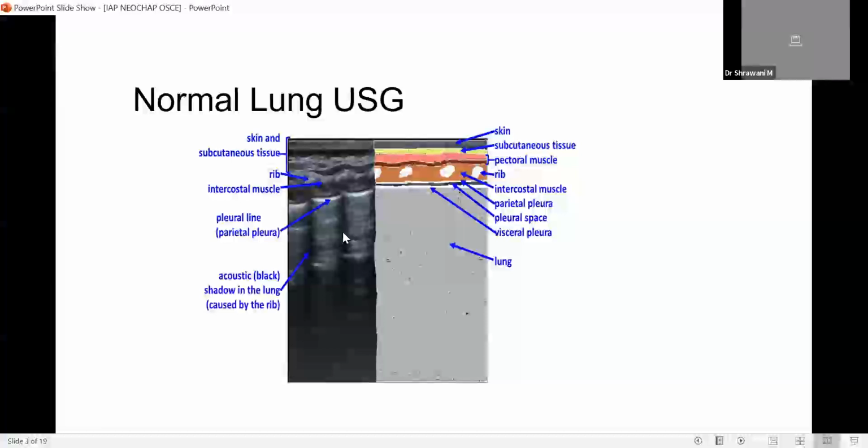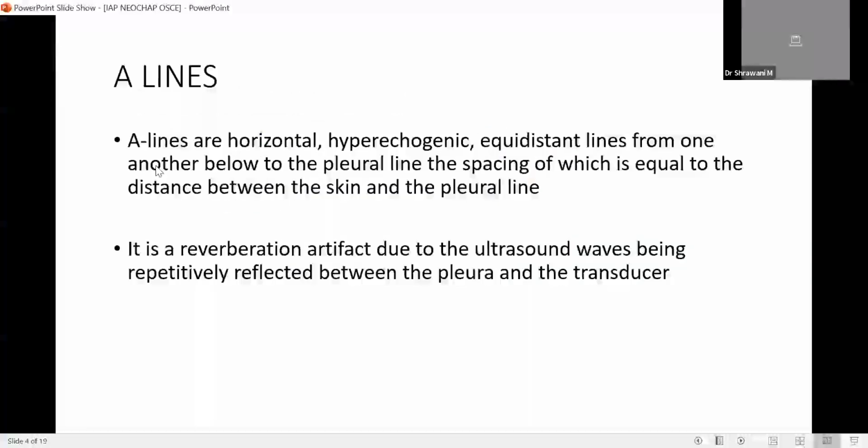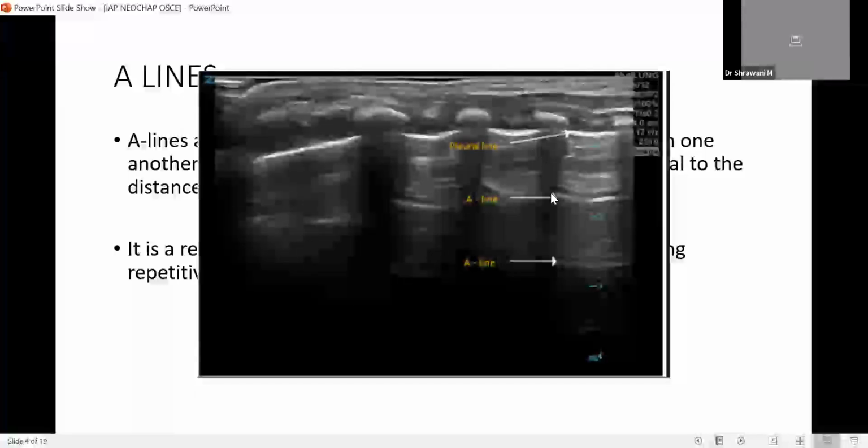Normally, we see two types of lines in the lung USG. One is A lines and the other is B lines. A lines are normal. We see them in the normal lung USG. These are horizontal hyperechogenic lines that are equidistantly placed, and that is a reflection. It is an artifact that is produced due to ultrasound waves reflected between the pleura and the transducer. A lines are horizontal, equidistant, hyperechogenic lines, and so those are normal lines.